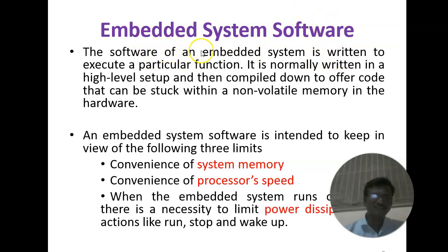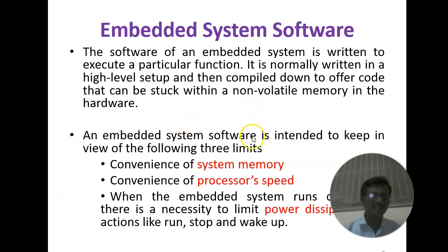Actually, the software of an embedded system is written to execute a particular function. It is normally written in high level languages. For example, using C or C++ you can write, and it can be compiled to offer a code that can be stored within a non-volatile memory. That is, you can write the code using any high level language such as C, C++ or Java, and it can be embedded or loaded into the non-volatile memory.